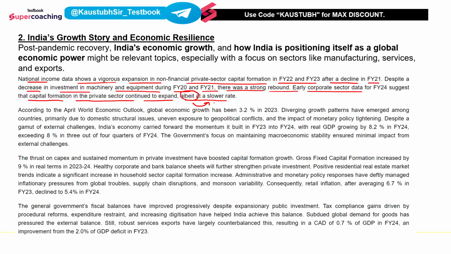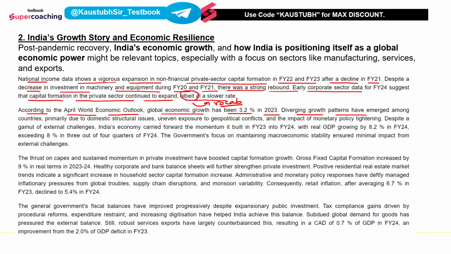So again, focus on the new words, focus on the vocabulary that you find difficult or you find something new, and that will also be helpful. According to the April World Economic Outlook, global economic growth has been 3.2% in 2023.